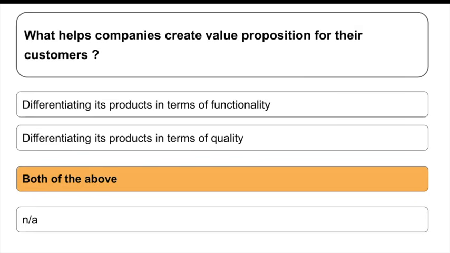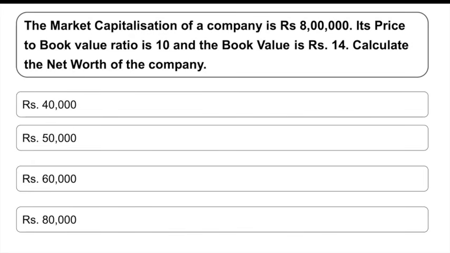So the correct answer is both of the above. There are two things. One is the quality that a person offers. Second is the functionality, that is, it is helping you to clear the exam in the first attempt. Going to the next question.